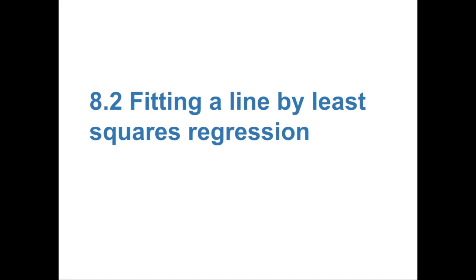In 8.1 we discussed properties of scatter plots as well as their lines of best fit as an introduction. We're going to go a little bit deeper into it today by creating and fitting a line of best fit utilizing least squares regression to do so.